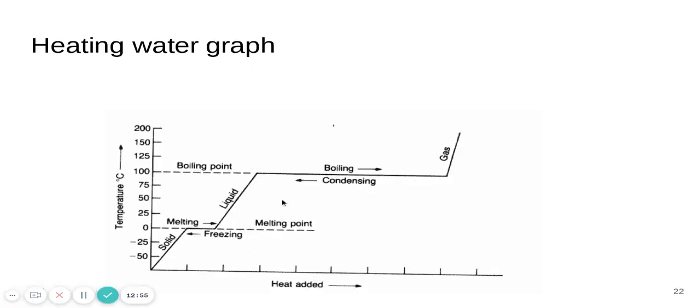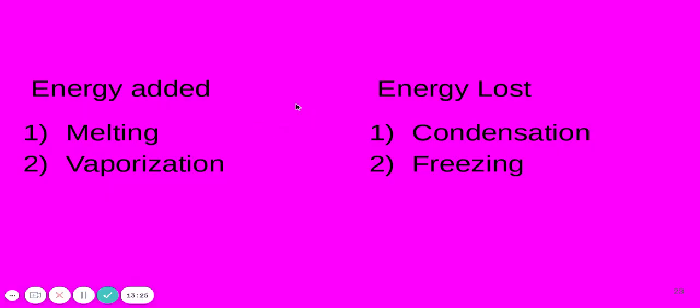You'll notice here the boiling point, this flat line here. This is where, depending upon if I'm adding energy or taking energy away, one of two things will happen. If I add energy, I'm going to turn it into a gas because I'm boiling, and condensation will take place if I'm taking energy away. Same thing down here with the melting point. If I add energy, I'm melting it, turning it into a liquid. I take energy away, I'm freezing it, turning it back into a solid. So energy being added is melting and vaporization, and energy lost is condensation and freezing.